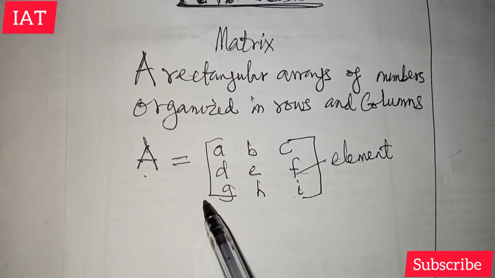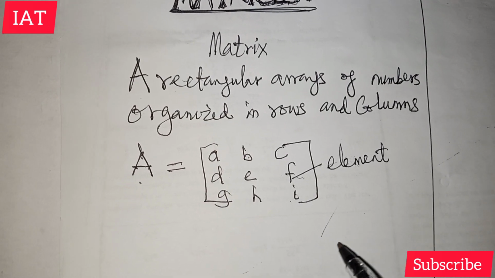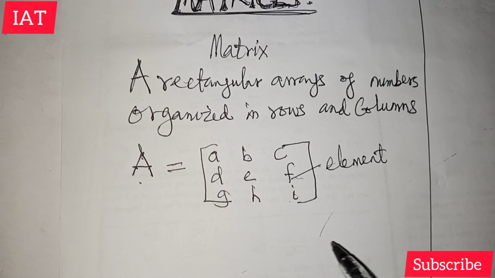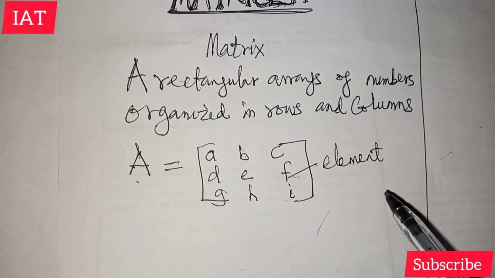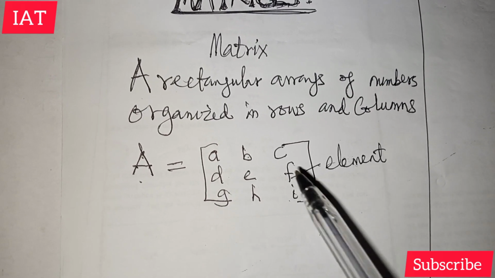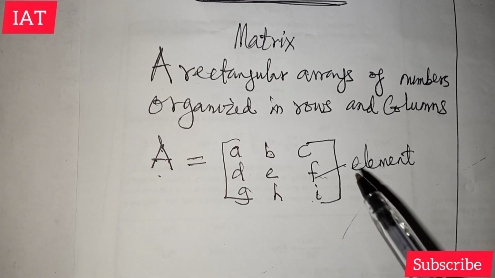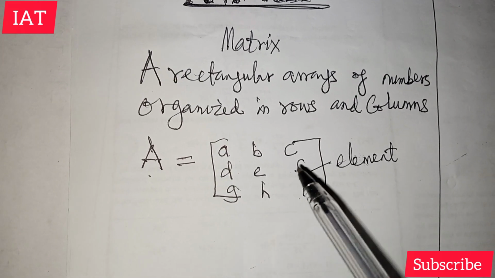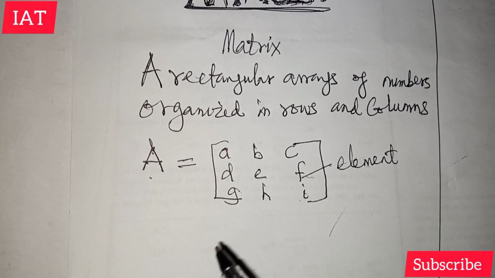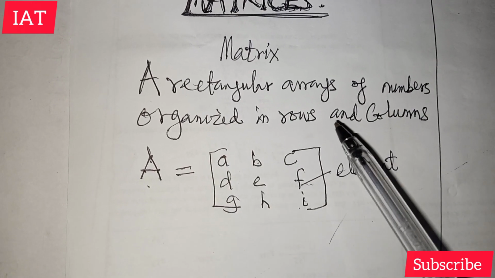Rectangle is just the shape. You know about the shapes in mathematics. This rectangle, the triangle, the right angle triangle. You know about the circle. You also know about the square. You also know about the rectangle and a lot of them. So this takes the shape of a rectangle, the way you're seeing these numbers arranged in a rectangular form. That's why we say a rectangular array of numbers organized in rows and columns.